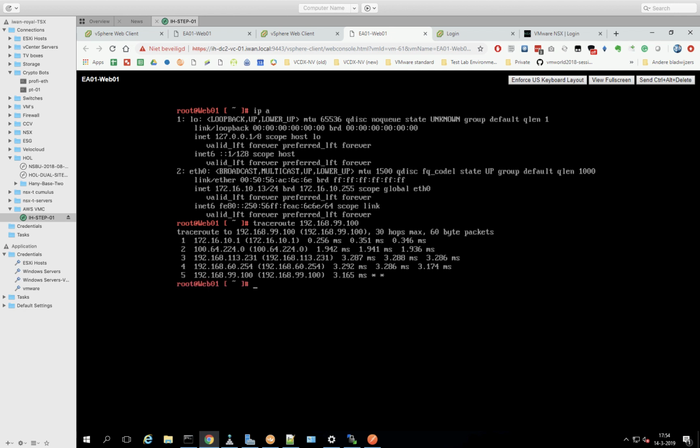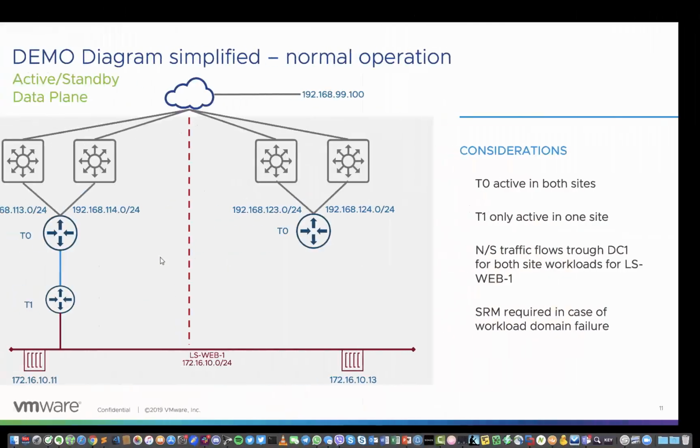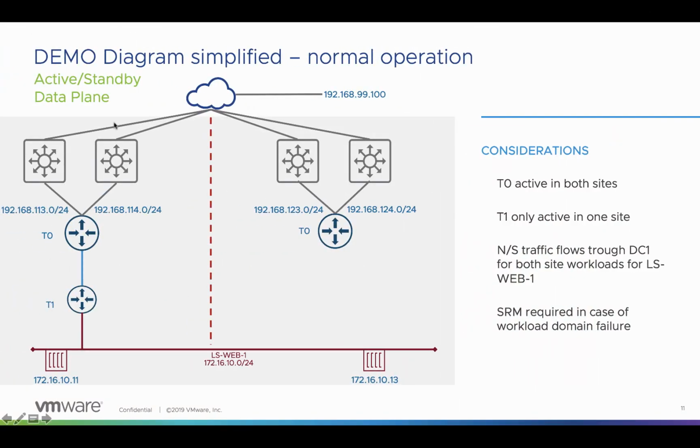So the traceroute has finished again, and you can see that again in number 3 you can see 192.168.113.231. So the traffic is hairpinned to this site here, from site 2 all the way to site 1 towards the destination. So this video was only to prove the normal operation mode in an active standby mode.